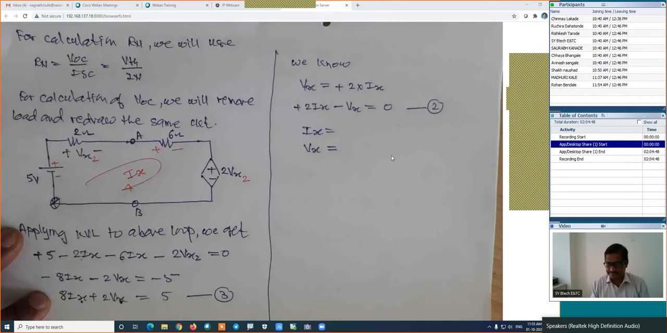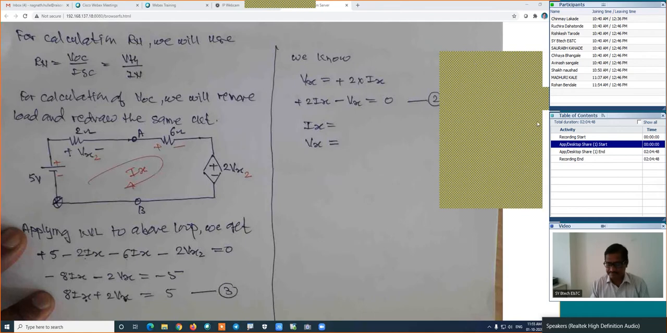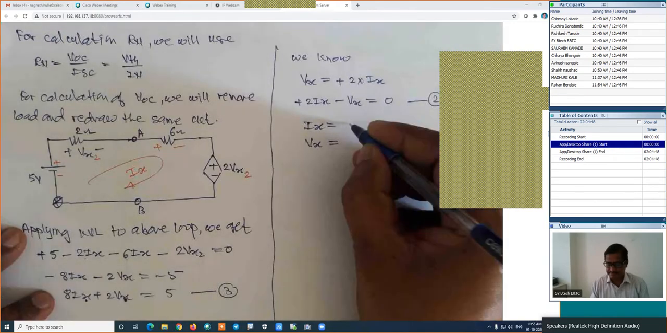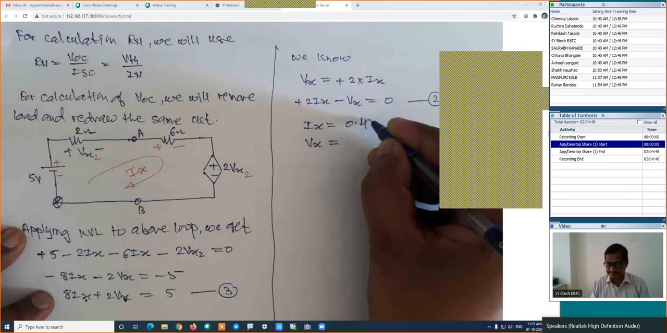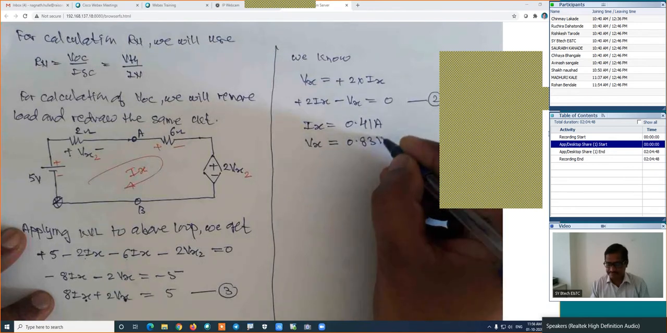Yes, anyone? Madhuri, the answer. Saurabh: Ix is equal to 0.41 amperes. Vx is 0.83 volt.